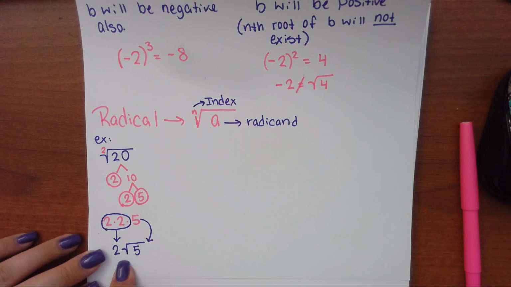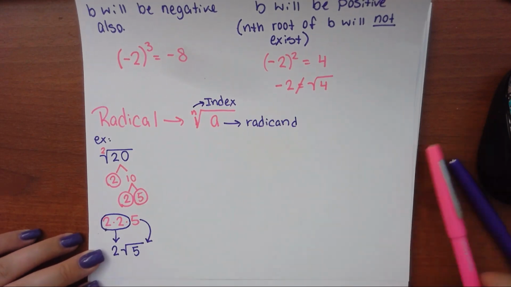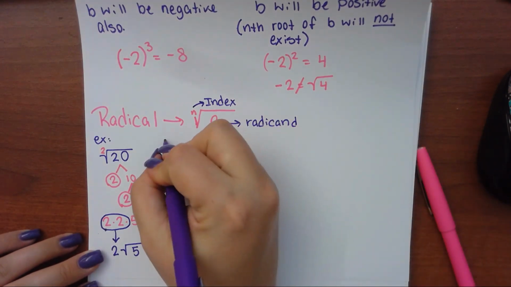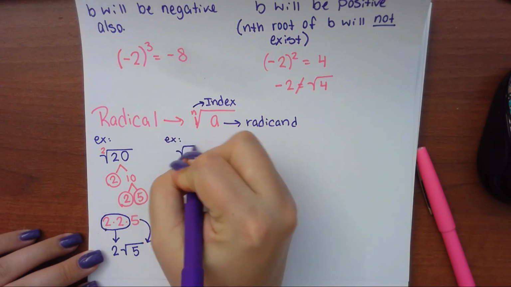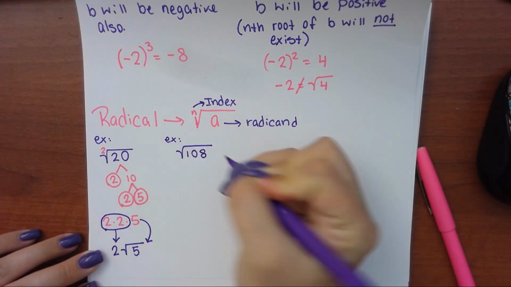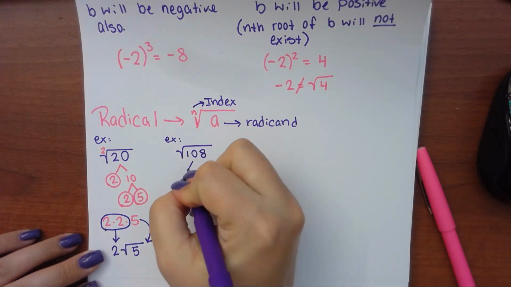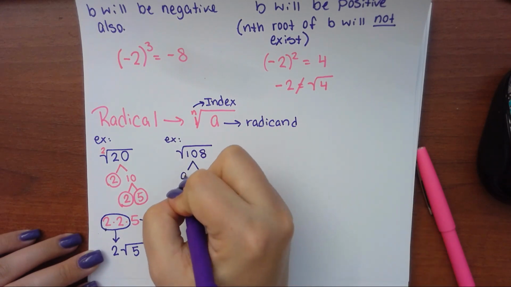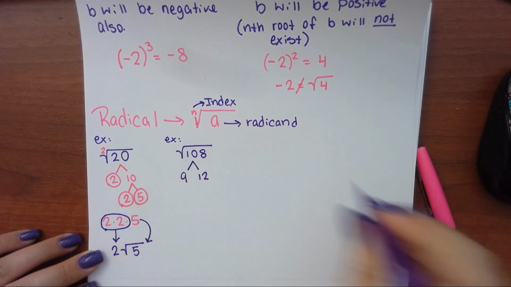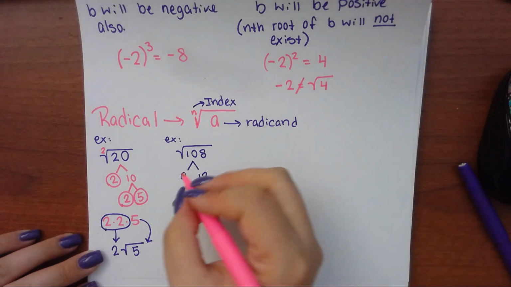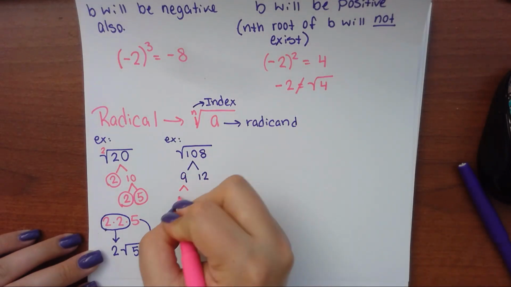Let's look at another one. Let's say I have the square root of 108. So we break down 108. When I did this, I said that it was 9 times 12. 9 is not a prime number, so we're going to break 9 down to 3 times 3.